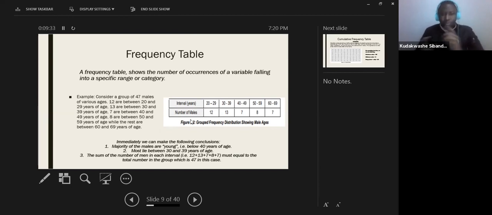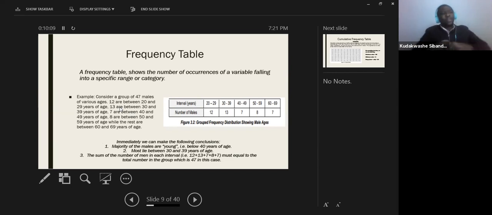I want to believe it's also in your study module. The example goes like this: let's consider a group of 47 males of various ages. 12 are between 20 and 29 years of age, and 13 are between 30 and 39 years of age, then 7 are between 40 and 49, 8 between 50 and 59, while the rest are between 60 and 69 years. So this is information that we are given in written format. It's too much for us to grasp and handle.